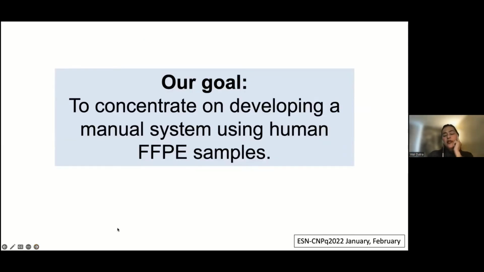When I went to the NIH through the CNPq Estágio Sênior Fellowship for January and February of this year, my stay was actually cut short by 15 days because I got COVID in early January. I was fine, but the NIH wouldn't let me step into the lab while I was positive for COVID, and then you have to wait a little bit. But our goal was really to concentrate on developing a manual IBEX used for human FFPE samples.